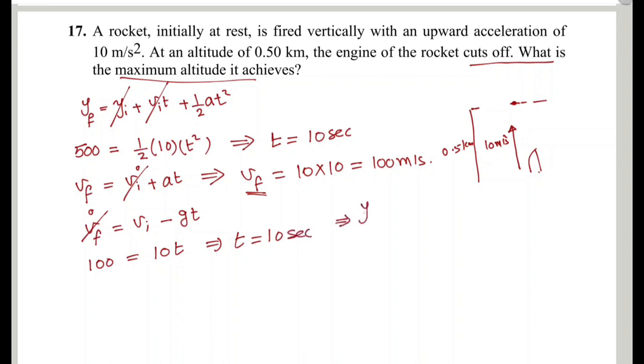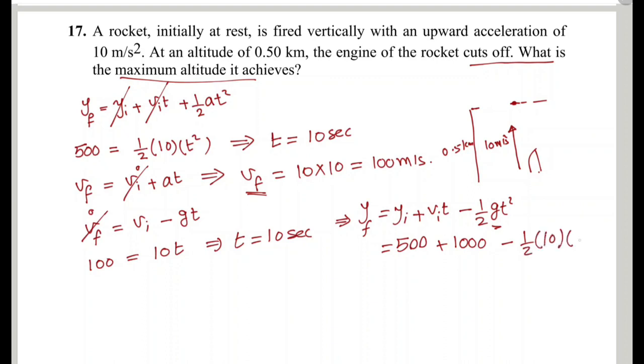Again, y final equals y initial plus v initial t minus half g t square. Now this is g, not a like in the first part, so it's equal to y initial, which is 500, plus the initial velocity 100 times t 10, it's 1000, minus half, g equals 10 and t equals 10 squared, which is 100. You substitute this, you will find y final equals 1000 meters.